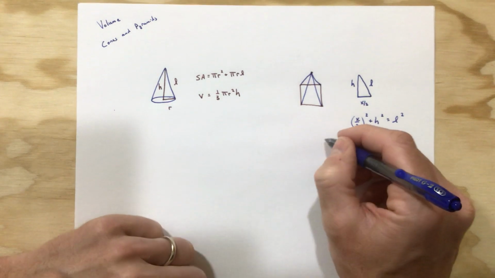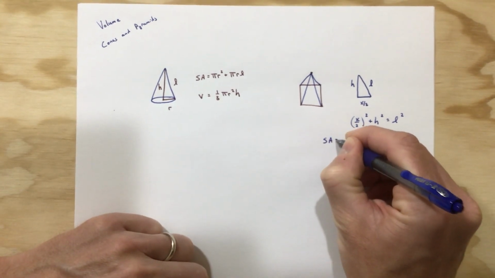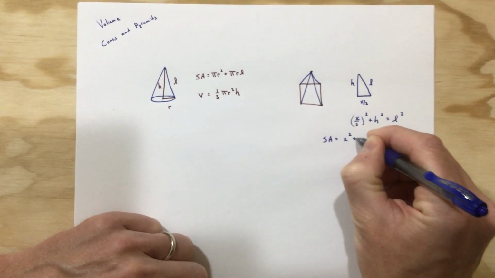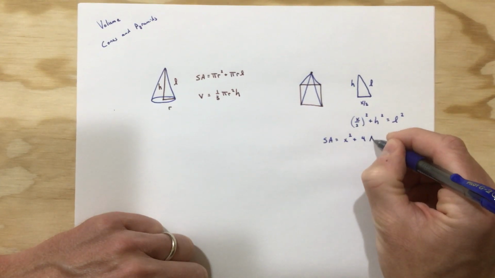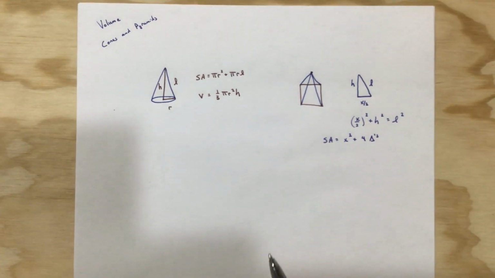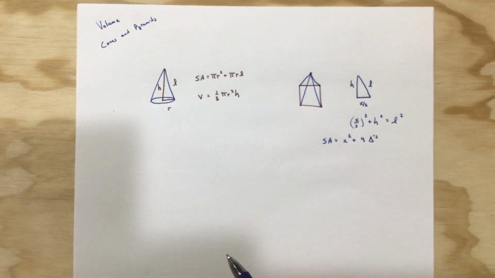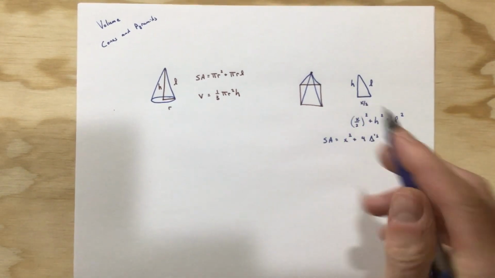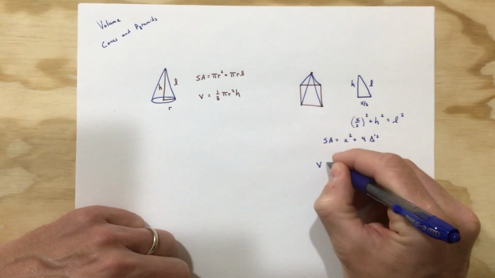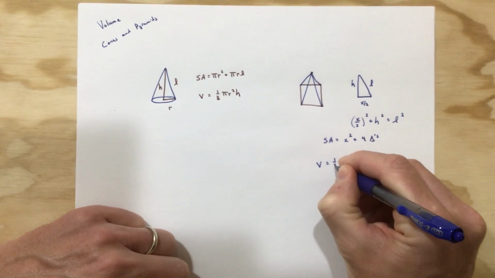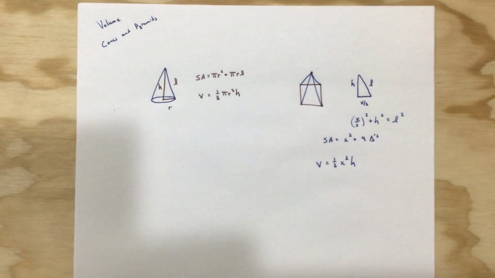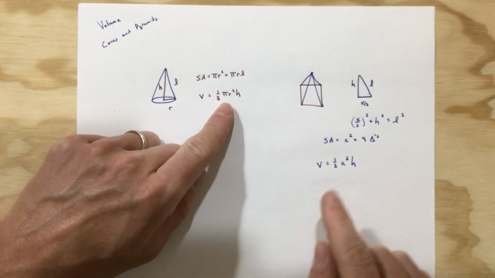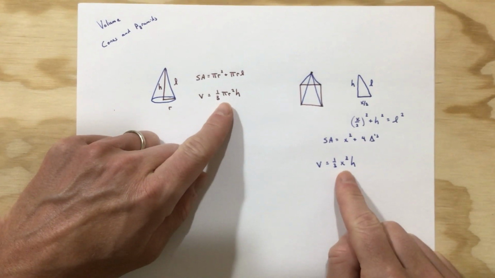We talked about the surface area yesterday, which was x squared plus 4 triangles. I won't go right now into how you find the area of the triangle with the slant height. But the volume of this guy is 1/3 x squared h. Now let's compare these two formulas. 1/3 pi r squared h, 1/3 x squared h.